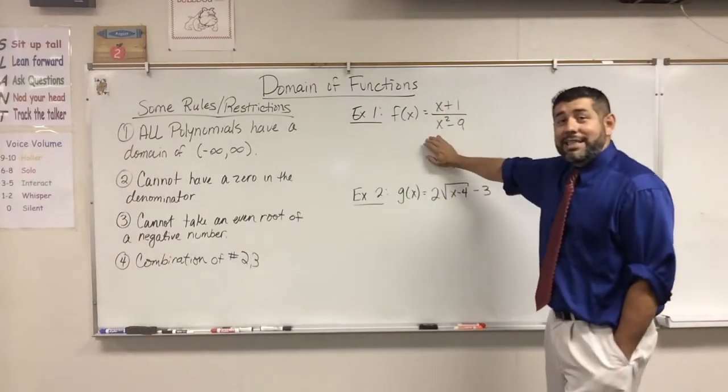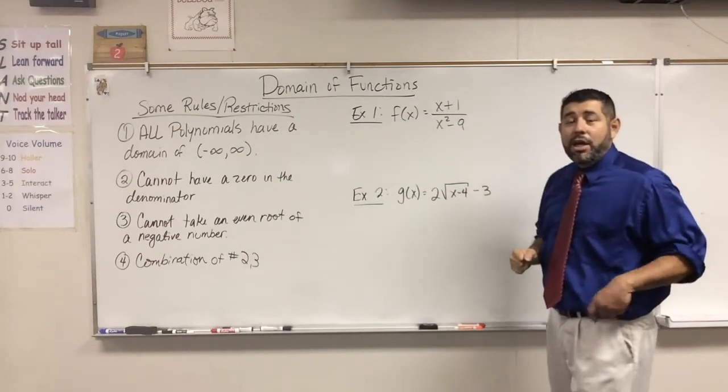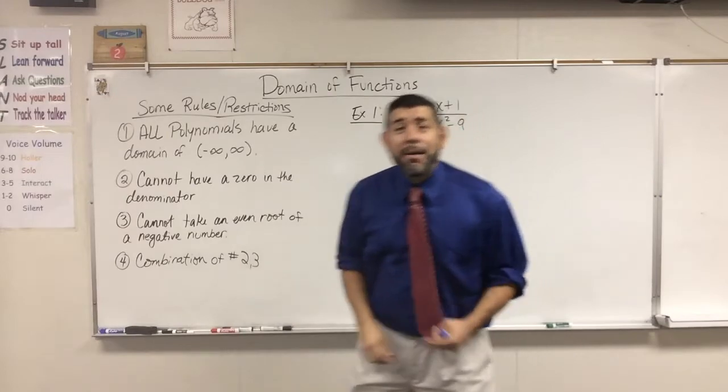So let's take a look at example number 1. We have f of x equals x plus 1 over x squared minus 9. So we know that the denominator cannot be equal to 0.